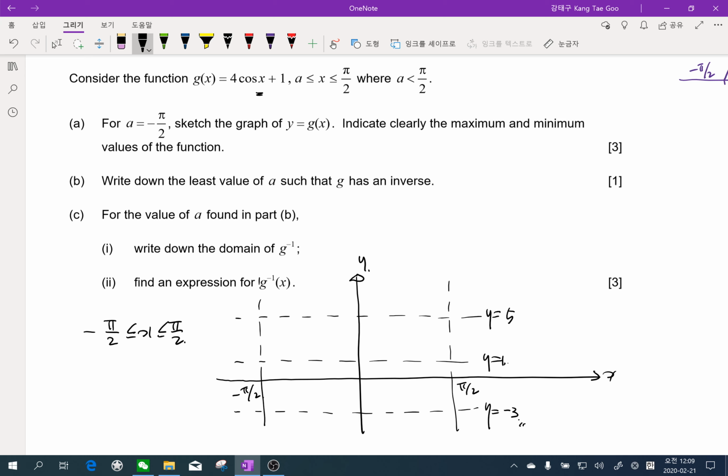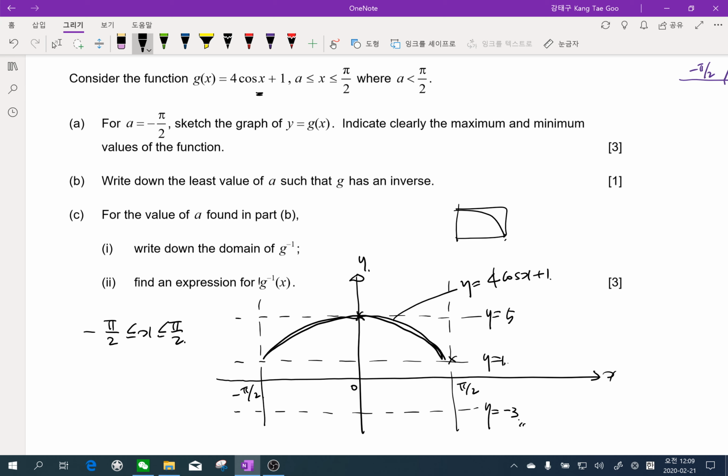In this case, the period is 2 pi, so within 0 and pi over 2 we have 1/4 of the cosine graph, which is this shape, right? So we draw from here up to there, and then we reflect it to this side. This is y = 4 cos x + 1.